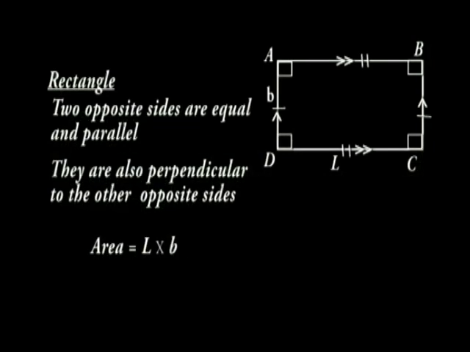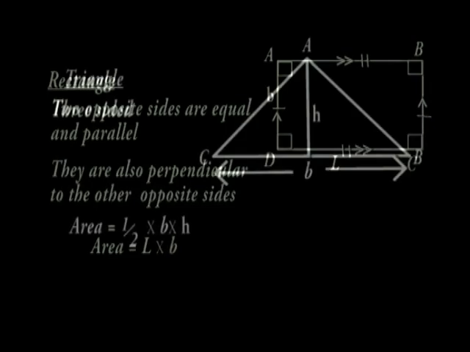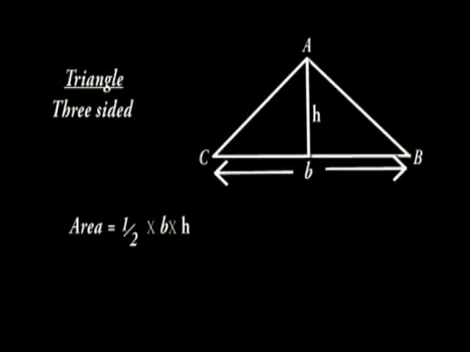Rectangle. Two opposite sides are equal and parallel. They are also perpendicular to the other opposite sides. The area of a rectangle is calculated as length times width. Triangle is a three-sided figure. The area is calculated by a half times base times height.